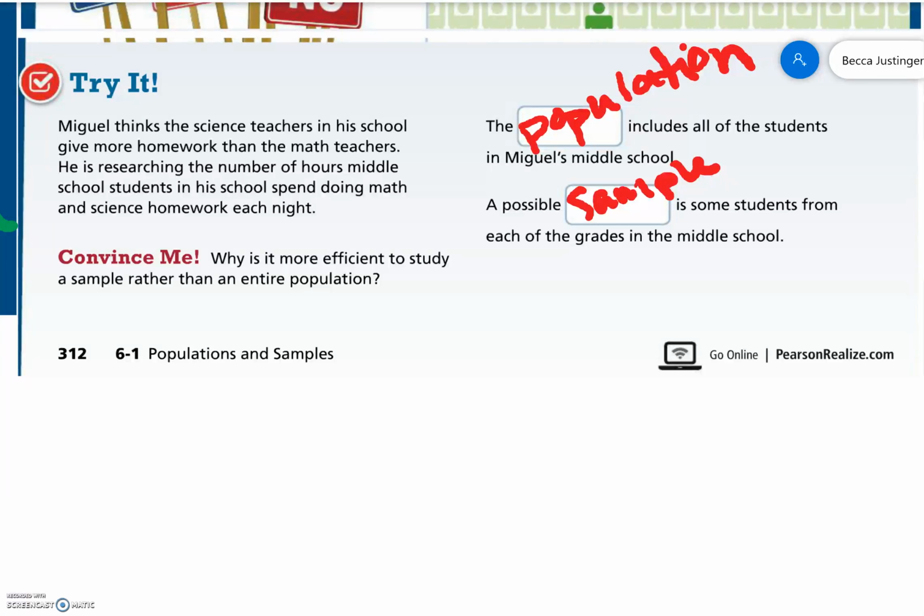Why is it more efficient to study a sample rather than an entire population? A sample is a smaller amount of people that still represents the whole population. It's more efficient because it would take less time. It's easier to ask 100 people than it is to ask 2,000 people. All right, example number 2.